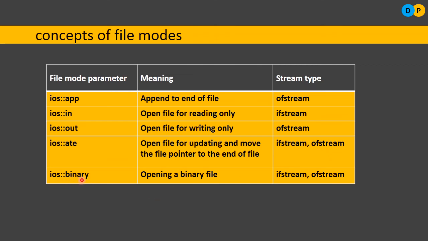And finally, the mode ios::binary. In case I want to open a binary file for input and output operation, then I can choose this mode. So both the ifstream and ofstream will be supporting the ios::binary mode. Okay, so in this particular video we have studied what a file is, what the different types of file are, what the different methods of opening a file are, and what the different modes are.